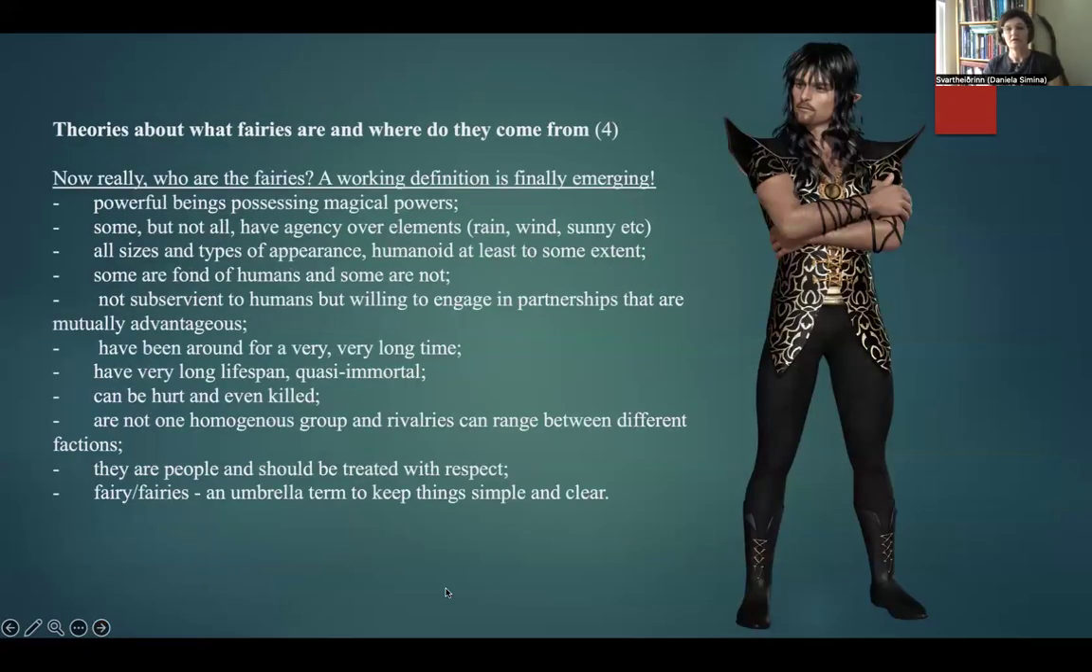Okay. I believe this is the last one. Theories about what fairies are and where they come from. And the picture here is a gentleman standing, dressed in a very fancy outfit. He has black leggings, mid-calf boots, also black, probably leather with some golden laces. He wears a tunic with short sleeves, the shoulders winged out, all black and gold. He stands with his arms crossed over his chest.